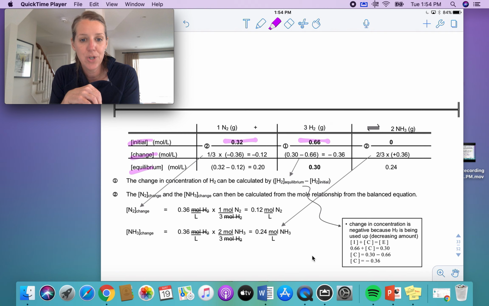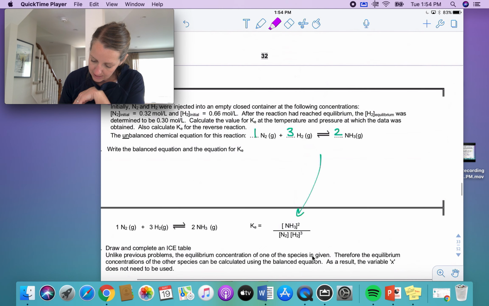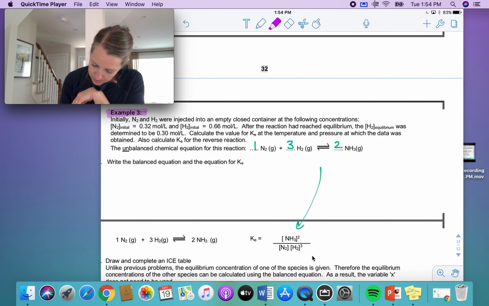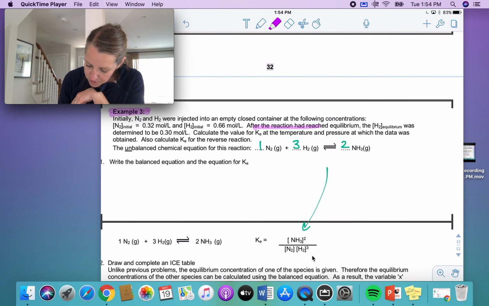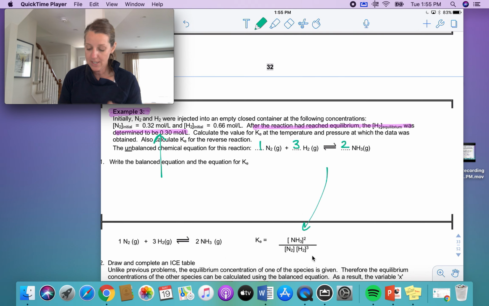How do you figure out what you're going to be doing for this question? Well, you are going to be looking at what it tells us in the question. If you look at the question, you go back to the question, I'm going to highlight where it says what it's going to be. Here we are. After the reaction has reached equilibrium, the hydrogen gas equilibrium concentration was determined to be 0.30 moles per liter. So now I have a bit more information. I'm going to take that information and put it down into the table.